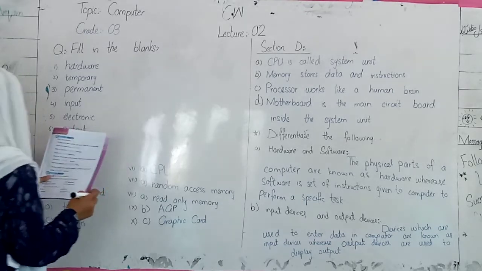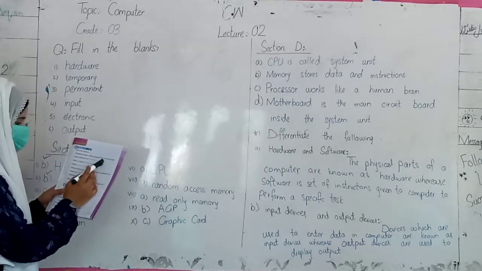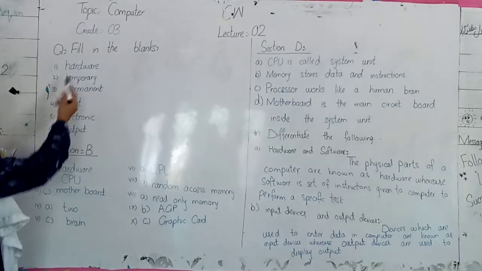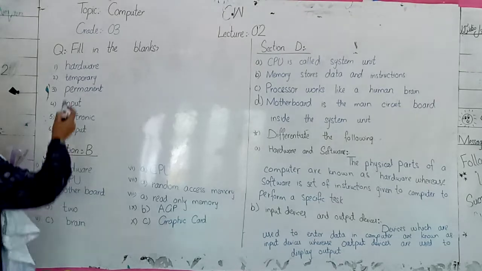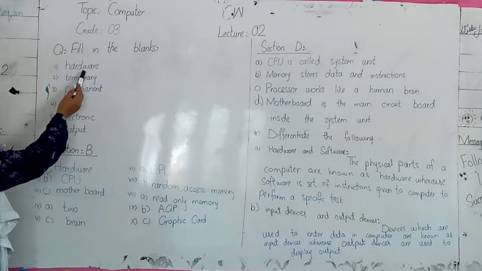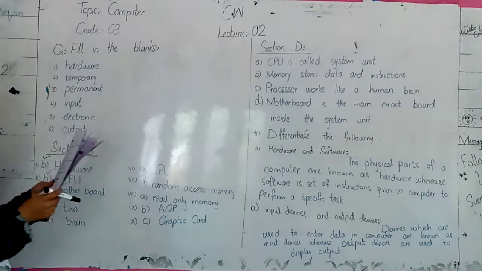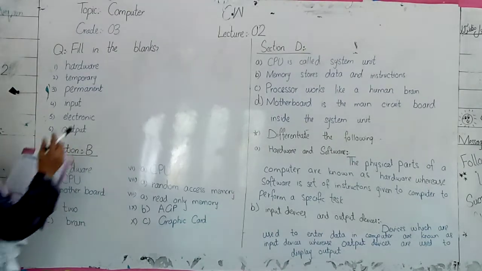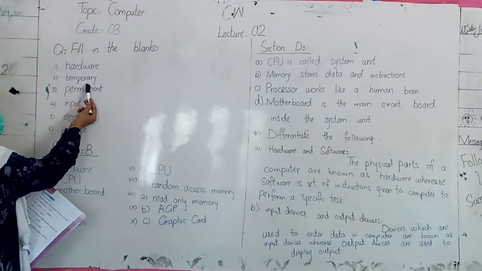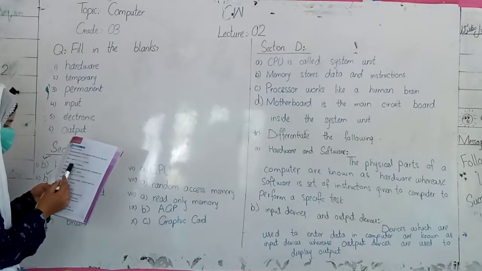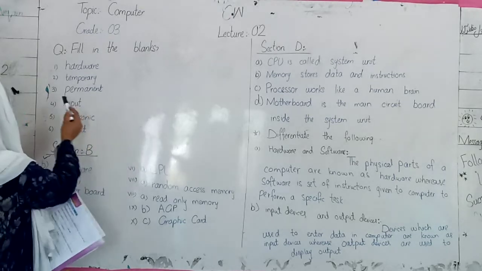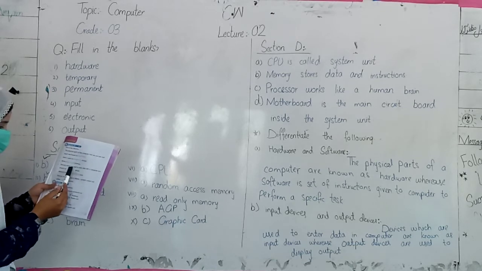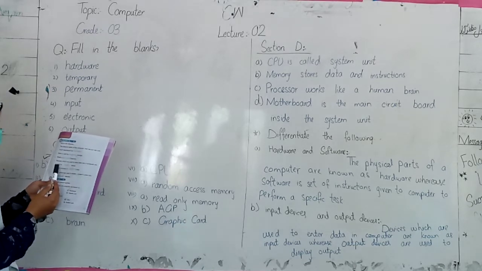Number 1: the physical parts of the computer that we can see and touch are known as hardware. I have written on the board, you have to write it in your books. H-A-R-D-W-A-R-E, hardware. Number 2: RAM is used for dash storage. RAM is used for temporary storage. Number 3: ROM is dash memory. ROM is permanent memory.